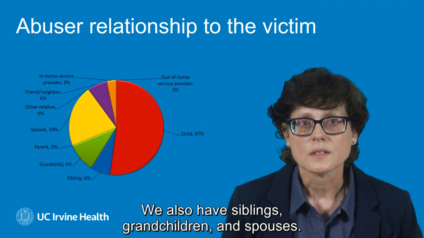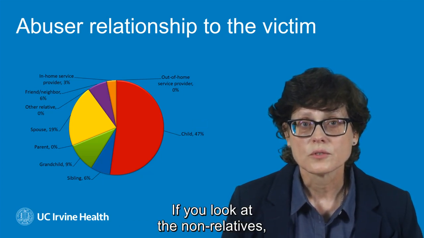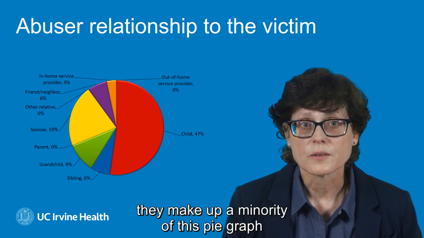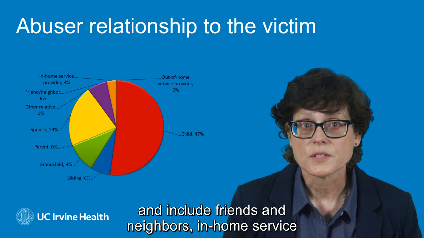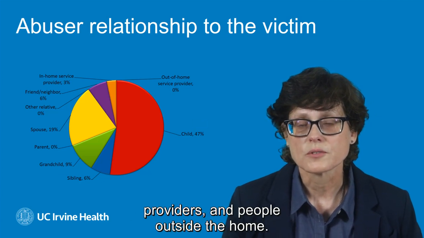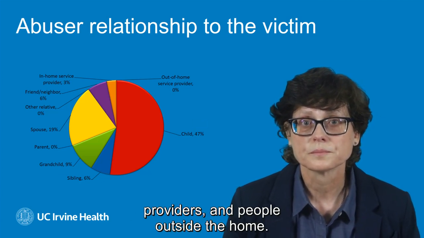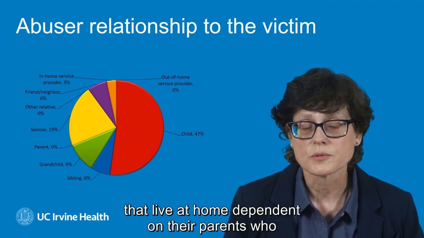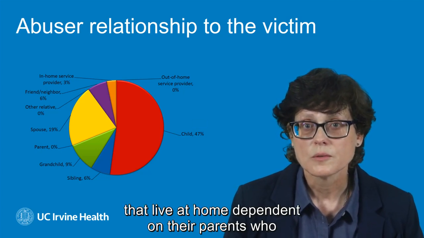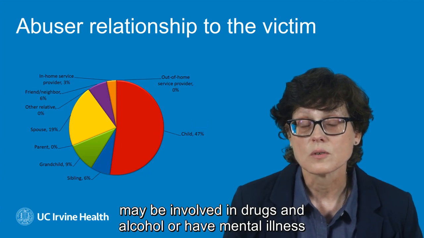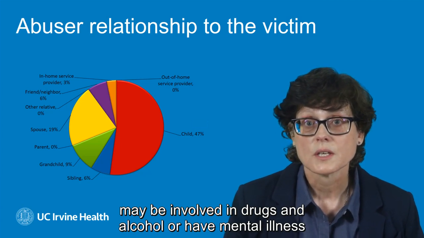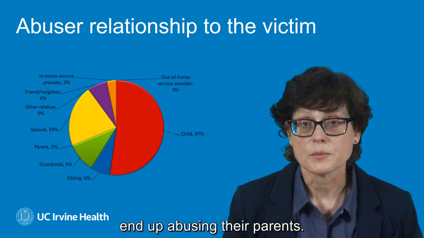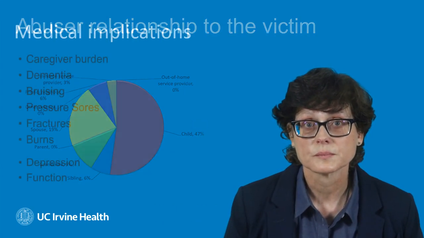grandchildren, and spouses. If you look at the non-relatives, they make up a minority of this pie graph and include friends and neighbors, in-home service providers, and people outside the home. Oftentimes as well, dependent children that live at home, dependent on their parents, who may be involved in drugs and alcohol or have mental illness, comprise a majority of these children that end up abusing their parents.